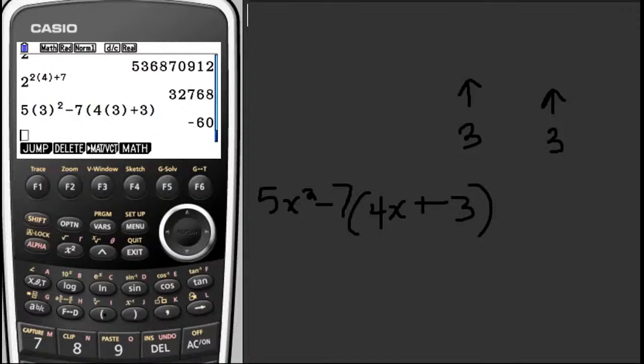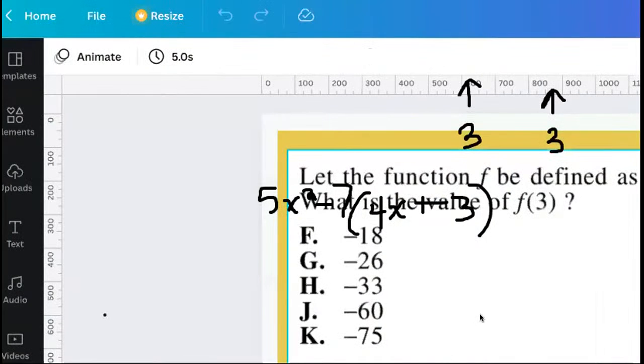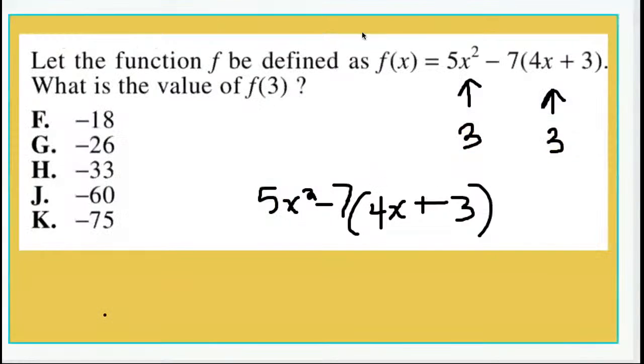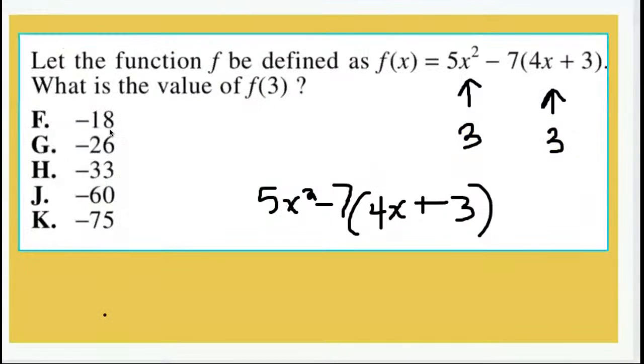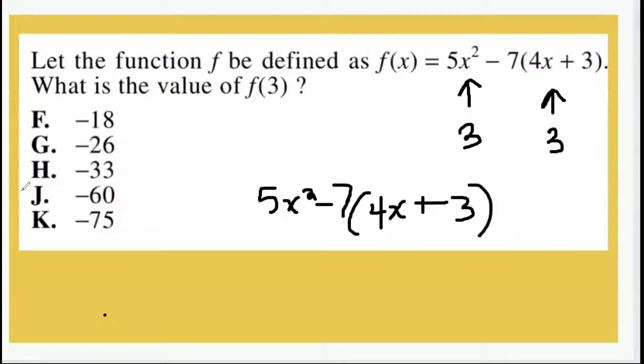And then we just go back and see which answer choice was negative 60. That was J. That's J. And look, I don't have to worry about it. That was really quick. So it shaves off some time, some seconds that you can use for a more difficult problem. So why not do that?